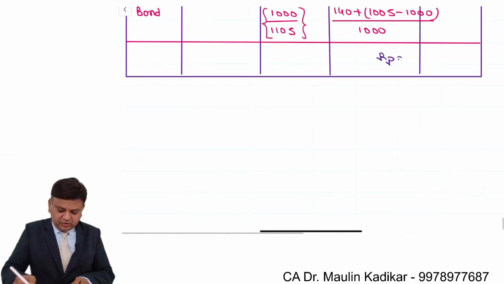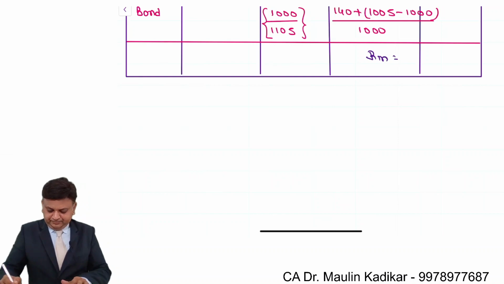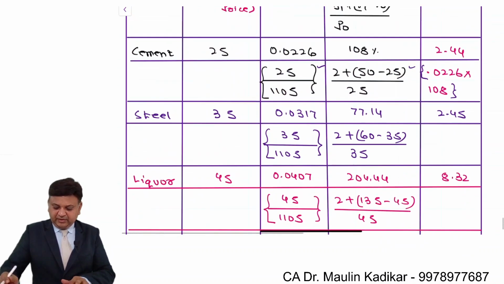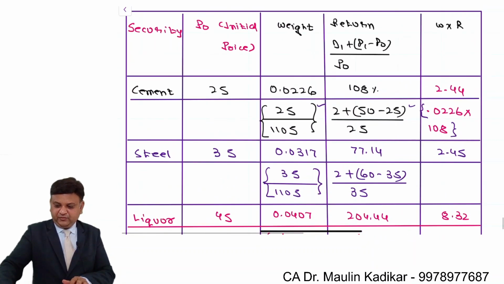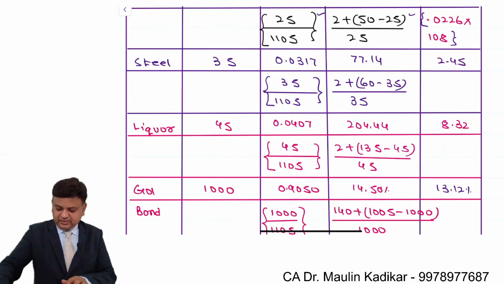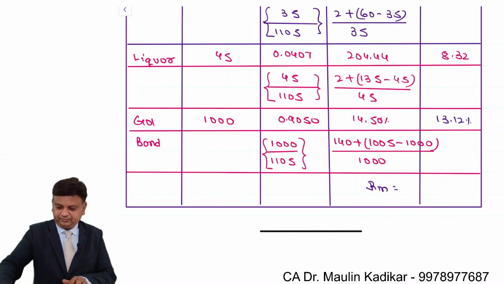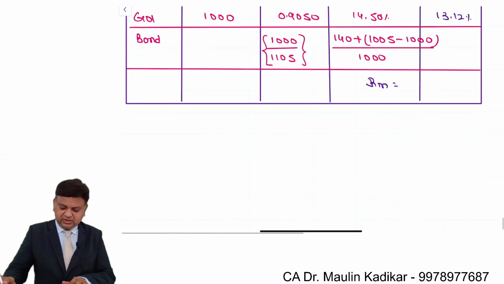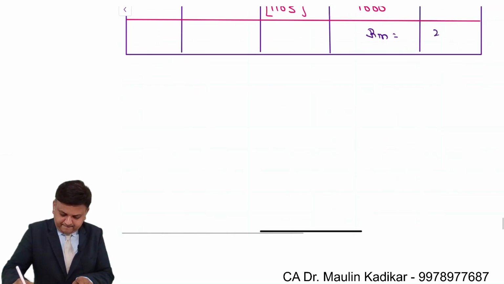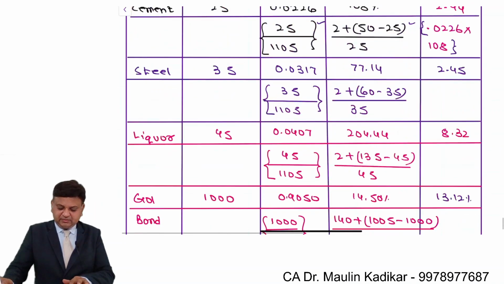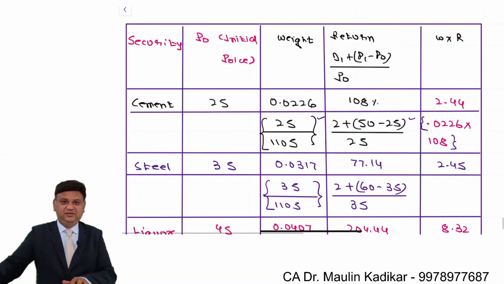Lastly, return on the portfolio. The return on the market portfolio is simple weighted average that we have calculated. So what will happen? It is 2.44 plus 2.45 plus 8.32 plus 13.12. So it is 26.33 percentage. This is the way return on the market portfolio can be calculated.